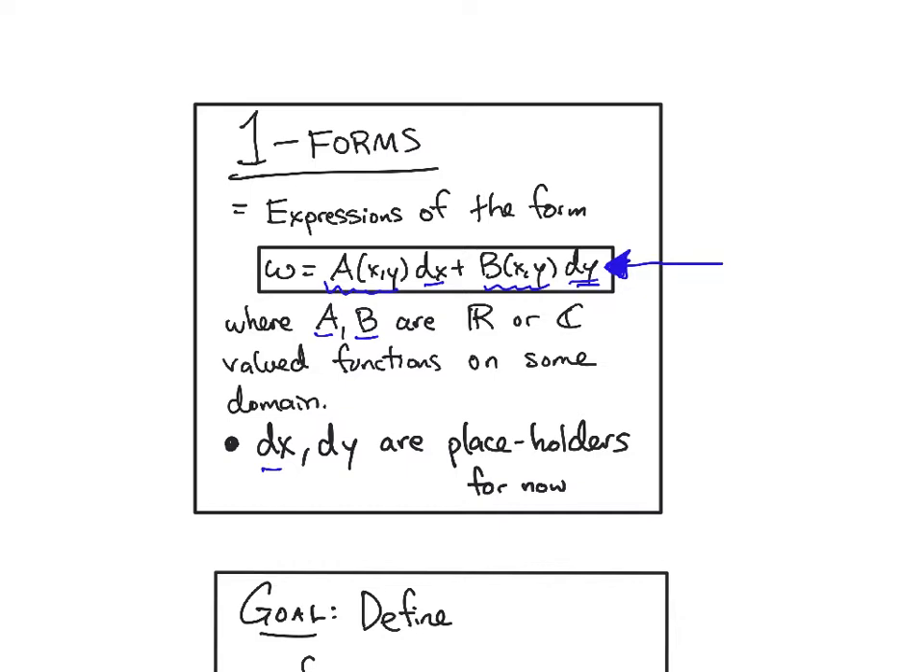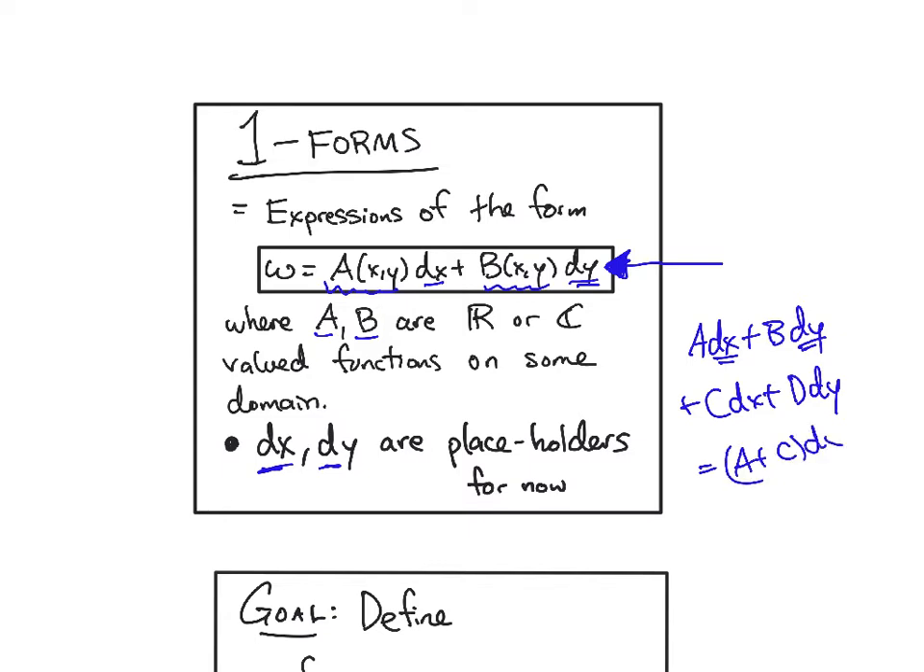This dx and dy are just going to be placeholders for us for now, and they'll tell us how to integrate the one form over a curve. It's probably better to leave them mysterious for now, but we do perform basic algebra with them, where you consider them as independent things. So I can add two one forms, a dx plus b dy plus c dx plus d dy, where a, b, c, d are all just functions. Well, you would combine them as if they were variables.